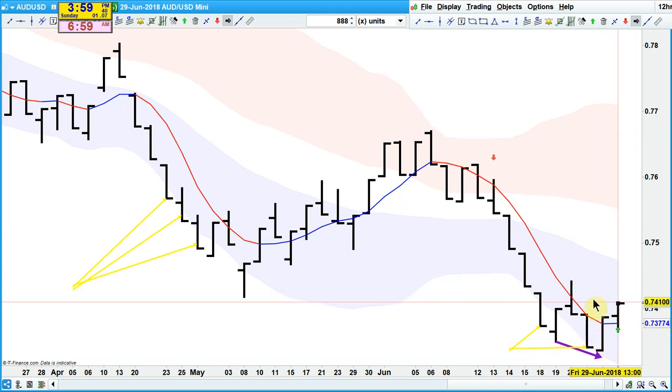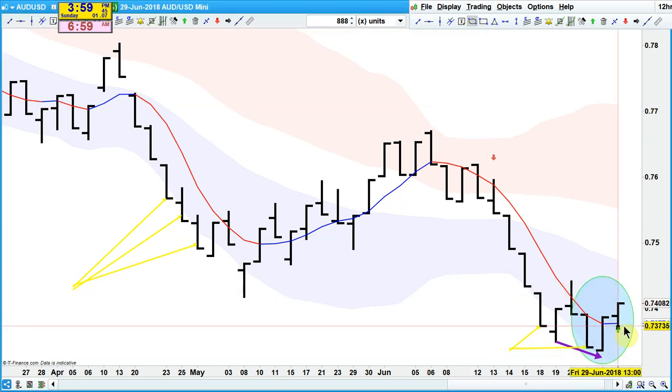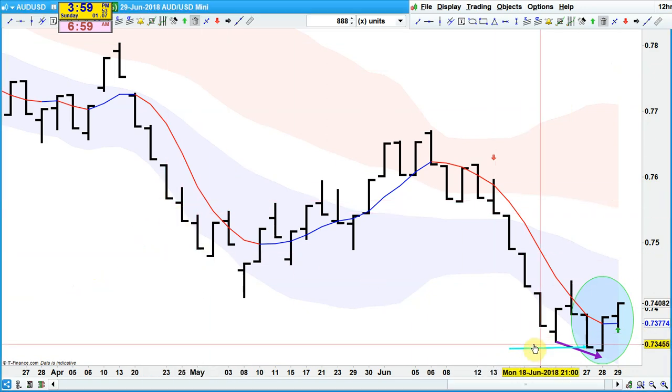So this is oversold, relative divergence and possible turning point. So this is the place to have the long bias. And if you are long bias on AUD USD, you should have short bias on Euro Aussie and Sterling Aussie. Alright? Opposite.